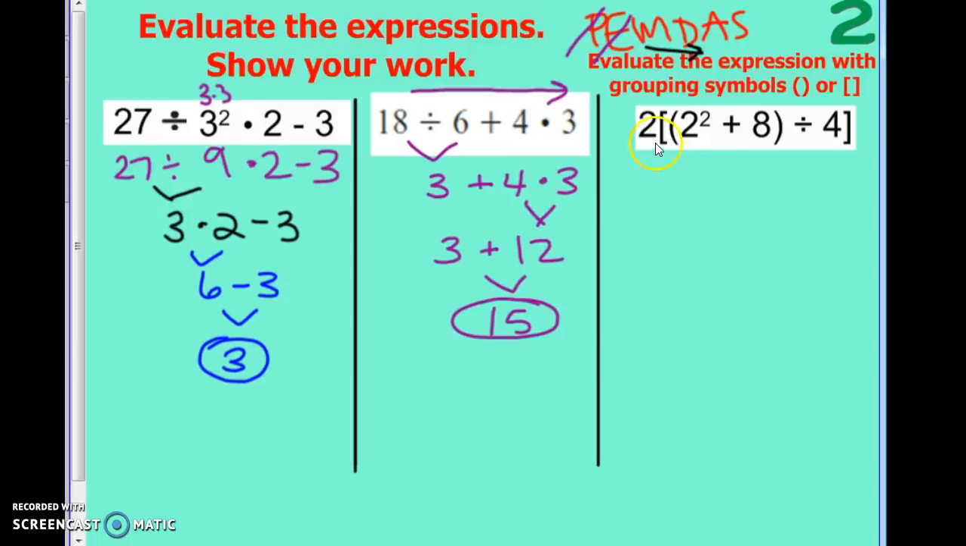Last one here. Here we have two sets of parentheses. These ones are square. They're called brackets. They do the same thing as parentheses. It's just to tell them apart, to know that this parenthesis goes with this, and this with this. Okay? So within the parentheses, we still have to follow the order of operations. So we can't add 2 plus 8. We have to do the exponent first. 2 to the power of 2 is 2 times 2, which is 4.